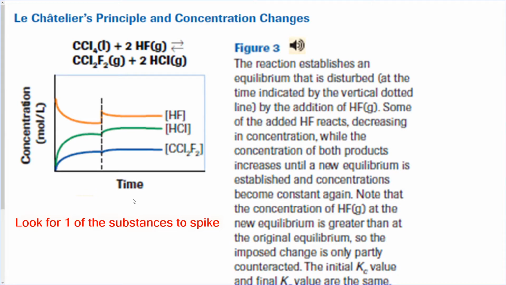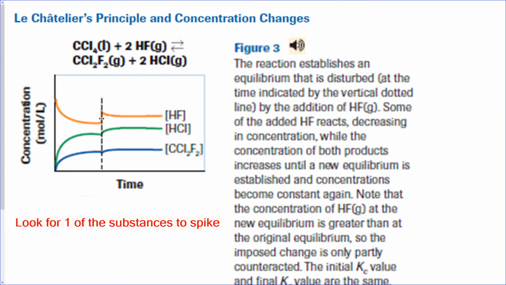For concentration changes, when you add a reactant to a system that's at equilibrium, it increases the concentration of that substance. That makes sense. If you have something and add more of it, it becomes more concentrated. When I add more reactant, the equilibrium shifts to the right, toward the products, because the system compensates by creating more product. There will be a large shift at first.